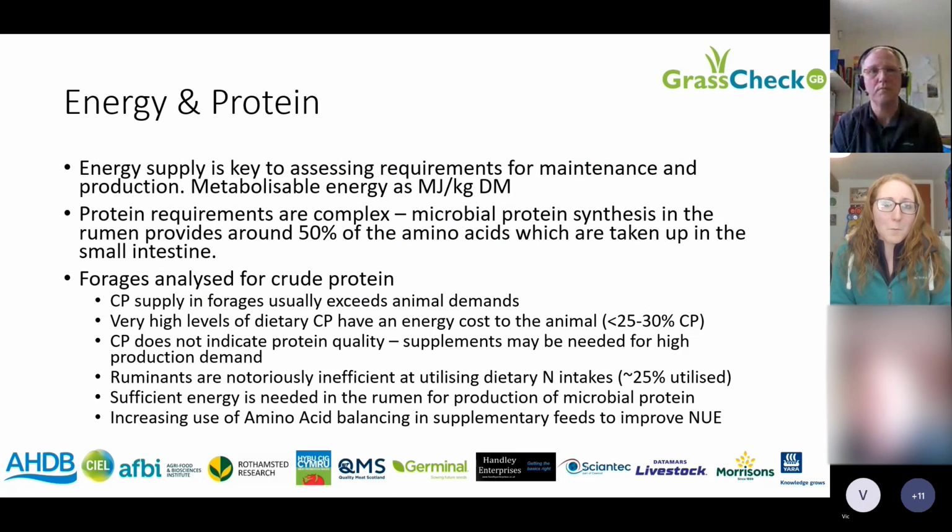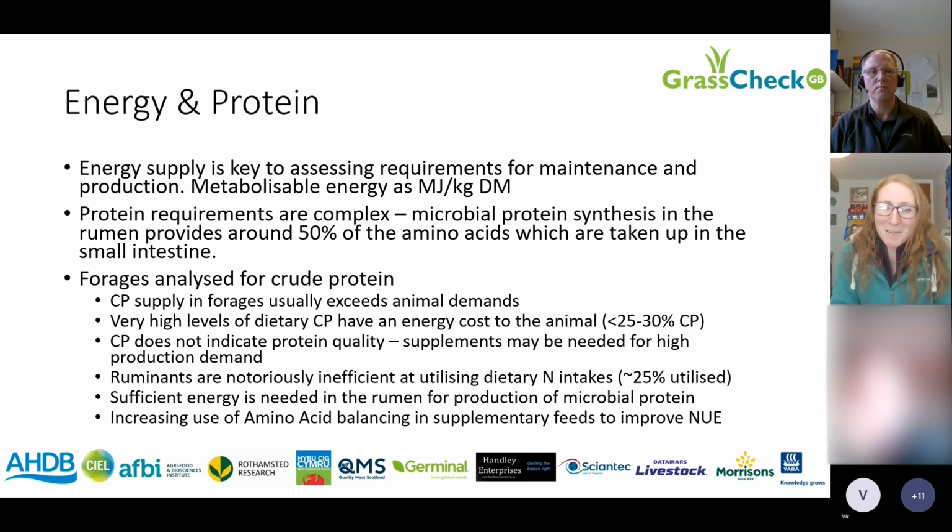In terms of meeting animal requirements, energy supply is probably really the key one that you'd want to focus on, certainly in the first instance, just trying to make sure that you're meeting those basic requirements for energy. And the figures for those, as John's explained, is metabolizable energy value, given as megajoules per kilogram of dry matter.